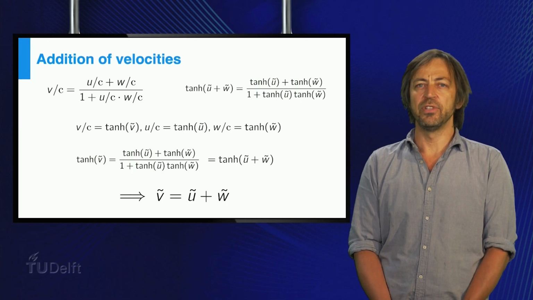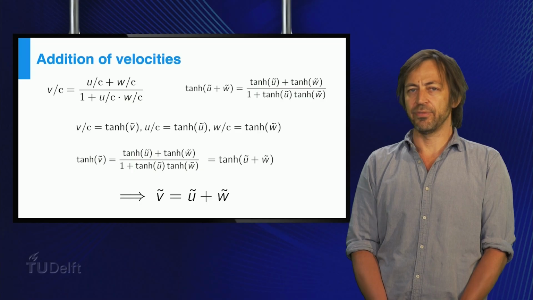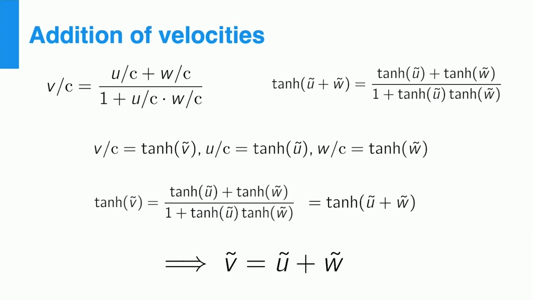Now, the quantity v tilde is called the rapidity associated with the speed v. So, although we can no longer simply add velocities in a relativistic setting, we still can add the corresponding rapidities. Isn't that a beautiful idea?